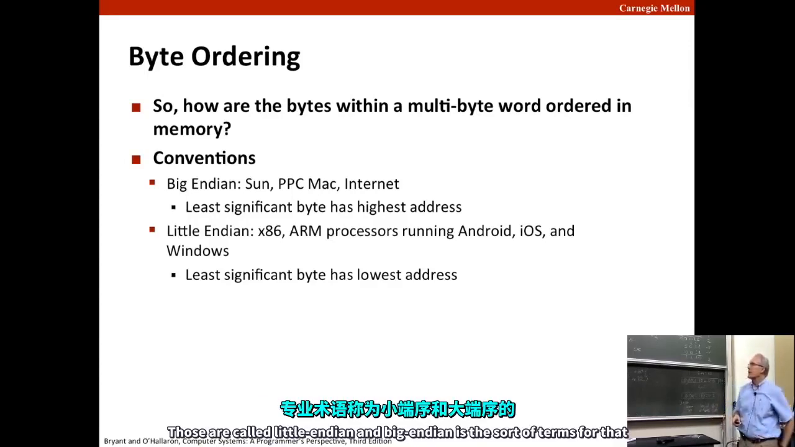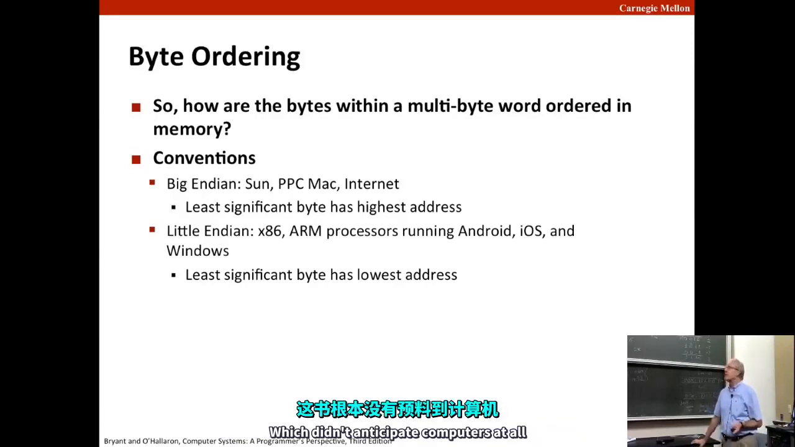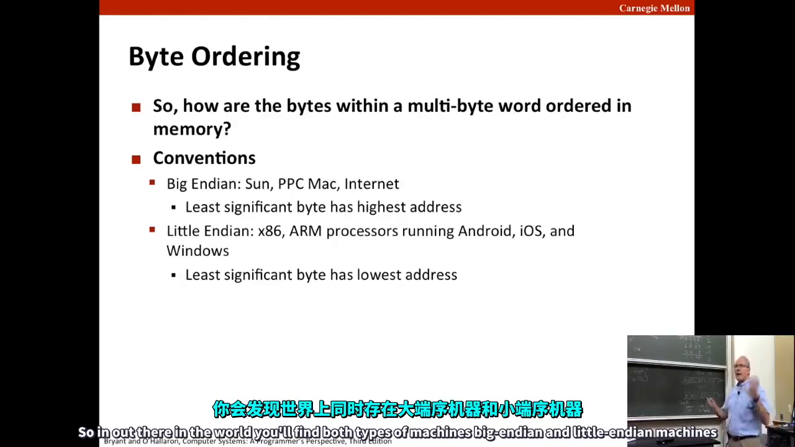And those are called Little Endian and Big Endian, which is the sort of terms for that, which comes from an English book called Gulliver's Travels, which didn't anticipate computers at all. But it's an interesting story of how that comes about. So out there in the world, you'll find both types of machines, Big Endian and Little Endian machines.